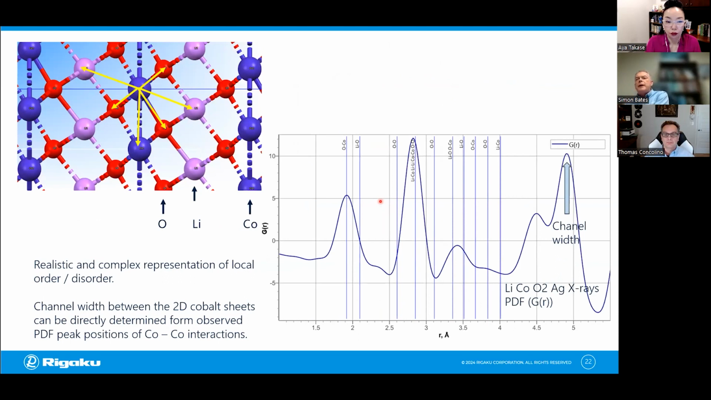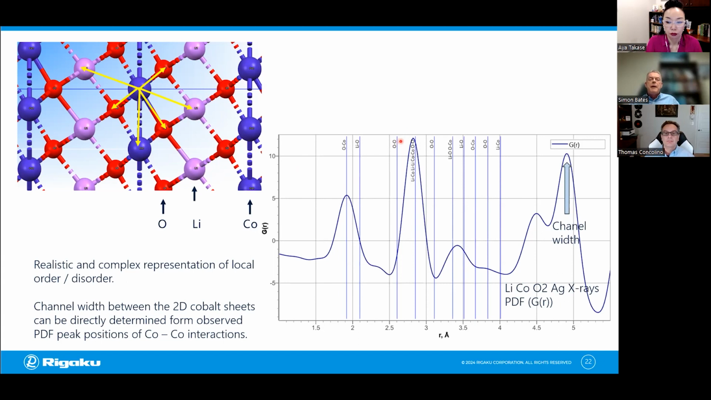So what can we do with this PDF data? We've automated the whole process for you. We can give you a PDF now for pretty much any material on any of the instruments that we currently provide. What can you do with it? What information can you get out from it? Well, at the most basic level, without any modeling, of course, you can get the peak position. Exactly the same as you can do with a powder diffraction measurement.